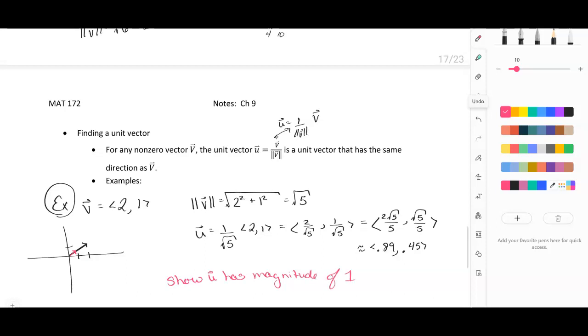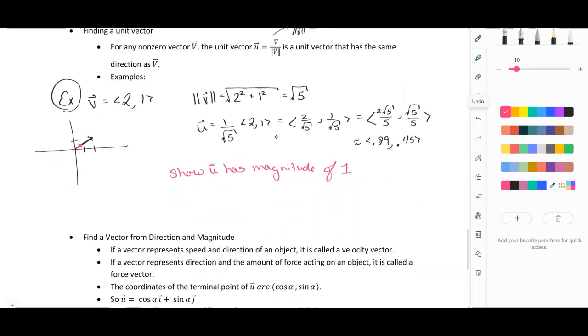So let's show that u has a magnitude of 1. How can we show that? We can show that by finding that magnitude. The magnitude of u is going to be the square root of a squared plus b squared. So I'm going to take 2 square root of 5 over 5 and square it, and I'm going to take the square root of 5 over 5 and square it. I'm going to add those together and then take the square root.